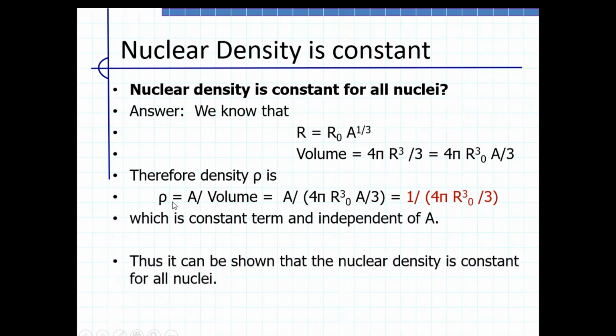And it is not dependent. The density, that is the mass per unit volume, becomes independent of A. You don't see any A in this relation. So we can really show that the nuclear density is constant. It is independent of the mass number A.